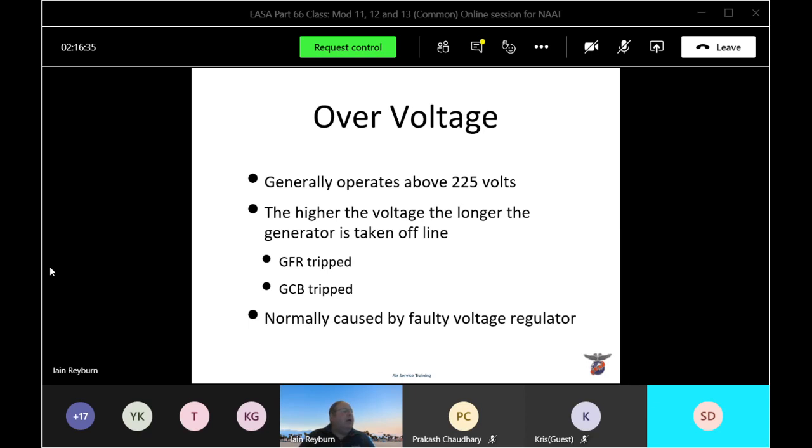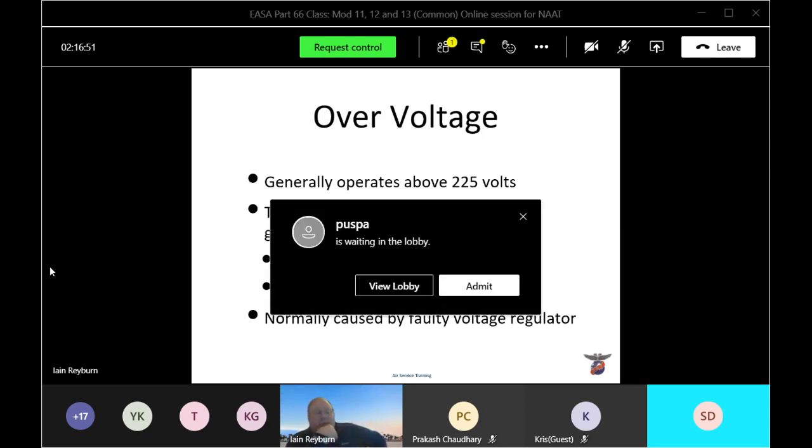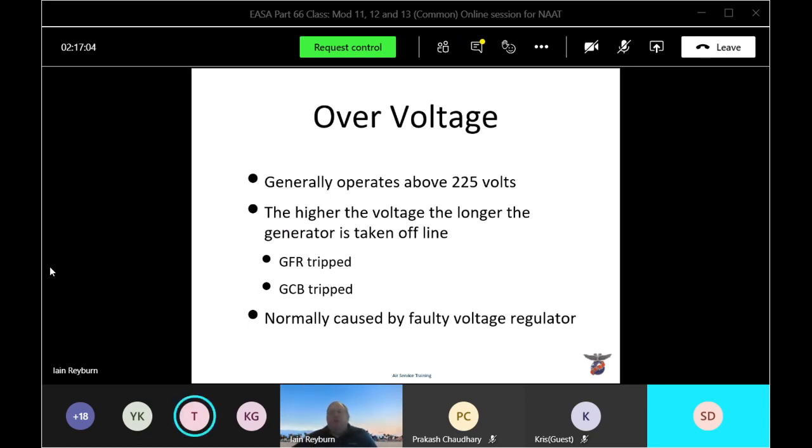And again, this is normally caused by the voltage regulator. But in this one, the higher the voltage, the longer the generator is taken offline. If I have a high voltage, let's say it's 117 volts, the regulator will deal with that and bring it down. But as that voltage goes up, things are going to start to heat up. So that's why we have this. The higher the voltage, the longer the generator is off to allow the systems to cool down. So on over voltage, we remove the generator field and take the generator offline.